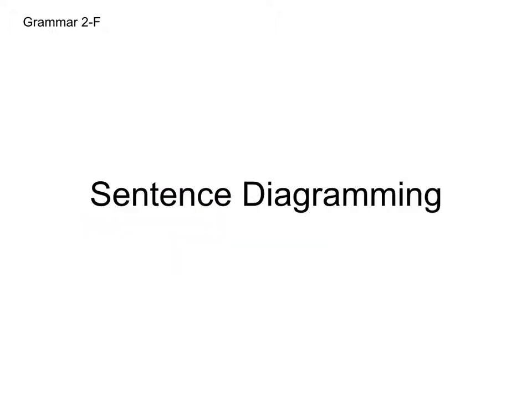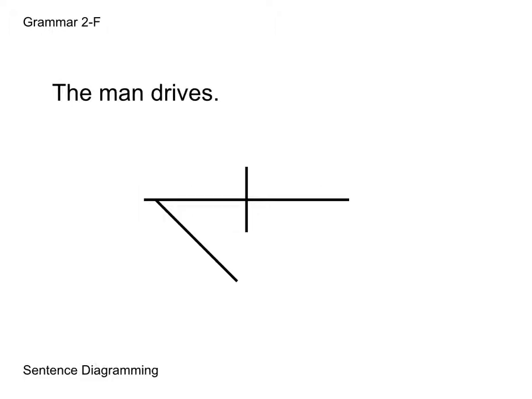Our last concept will be sentence diagramming. So let's start with a sentence. We have the man drives. And here we're going to determine where each part of this sentence goes into this little sentence diagramming structure. So we can see that the subject and the verb go on the same line, and then the adjective will be connected diagonally to the subject or noun that it describes. So now let's use the sentence provided, and we will fill out the diagram.